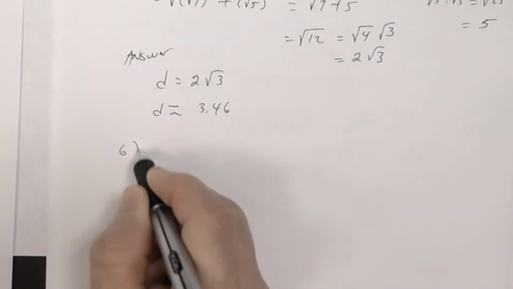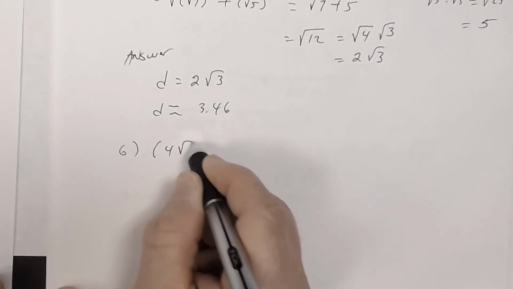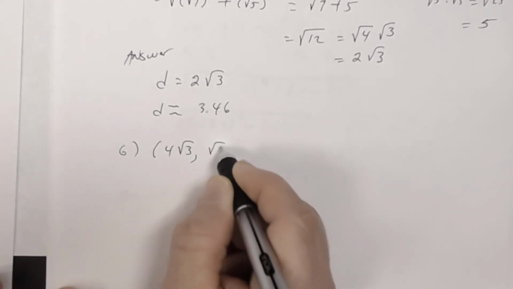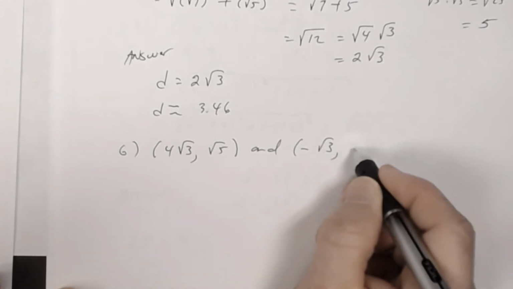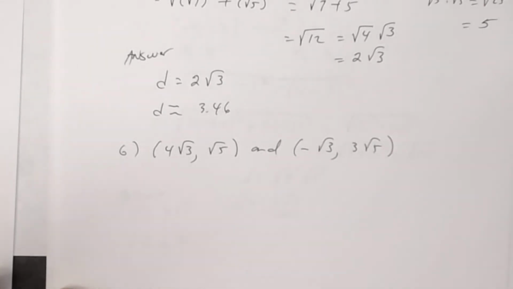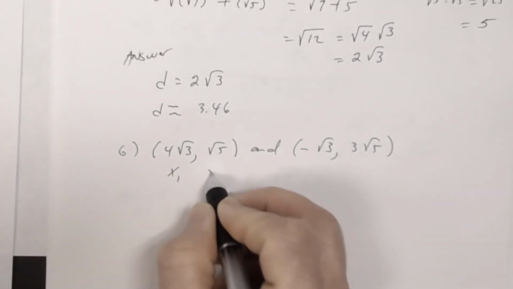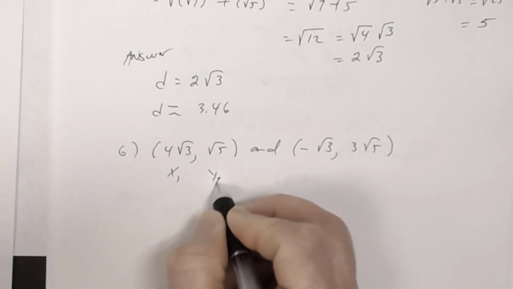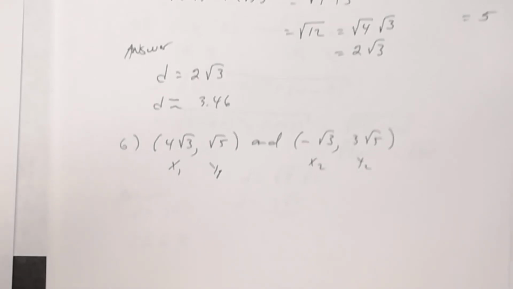Number 6, you have these points: 4 square root of 3, comma, square root of 5, and negative square root of 3, comma, 3 square root of 5. All right, again, don't let the square roots throw you off. You can do this. It's not difficult. It's just using a formula. That's all it is. So let's again label these. It helps if you label these. Okay, so x1, y1, and then my second point, this will be x2, y2. And then just using a formula.